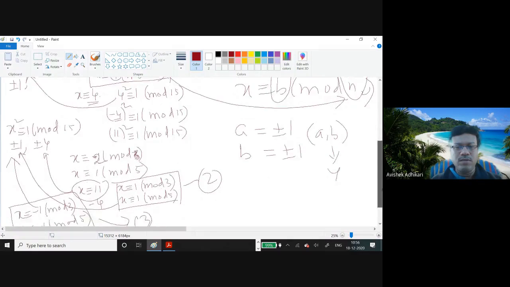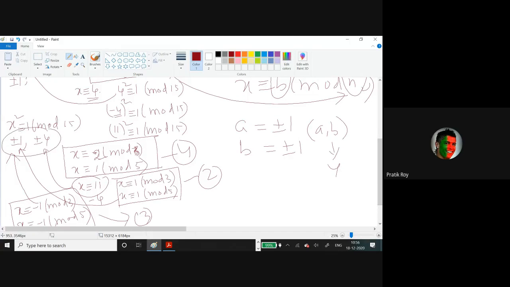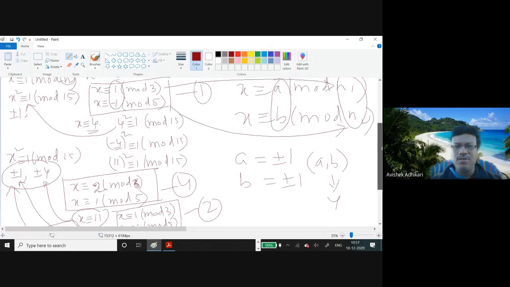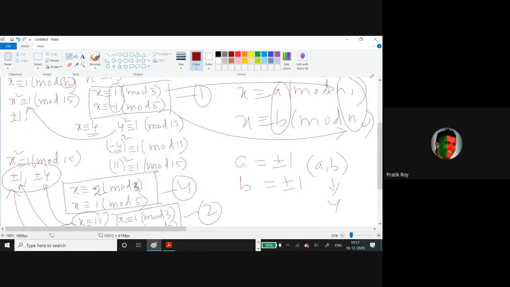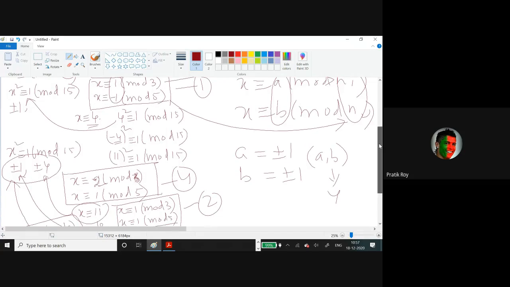So this is 1, 1, -1, -1. So out of these four systems of congruences, we have four solutions. Sir, are these n1 and n2 distinct prime numbers, or can they be any coprime numbers? No, till now I have just taken two distinct prime numbers, for this equation with 15. So for any distinct primes p and q, we can have the same system of equations.